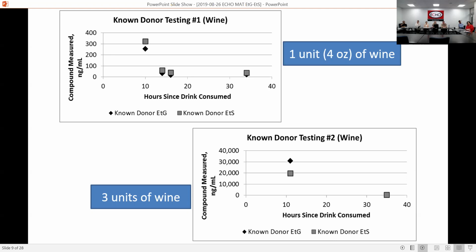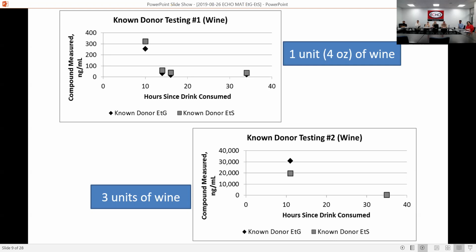And because we had a weekend coming, she said, hey, how about I increase the units of wine over the weekend and try this again? And we said, oh, sure, okay. So she did 3 4-ounce units of wine in a consumption. And you notice that now we have ethyl glucuronide in the bottom there going to 30,000. We can measure it. We don't report it that high. And ethyl sulfate at 20,000. So she had a really strong signal there.